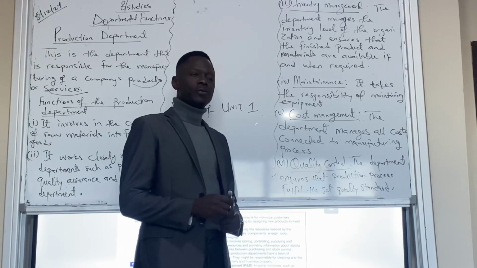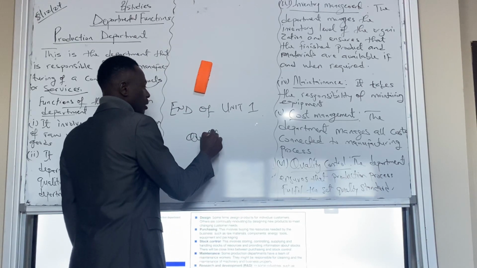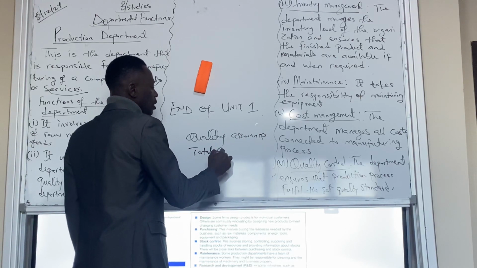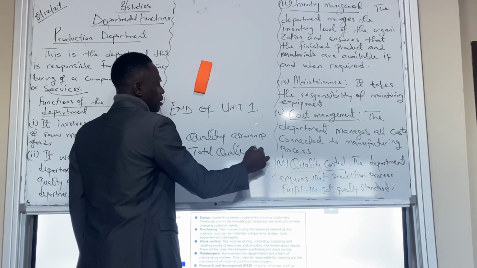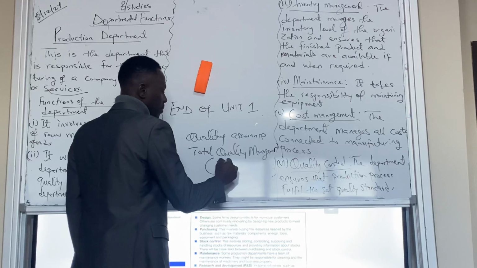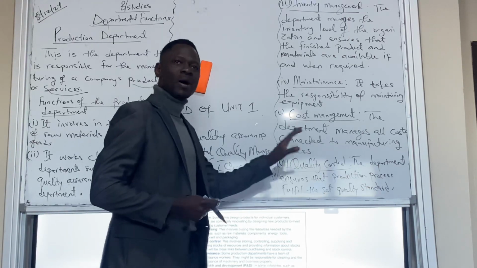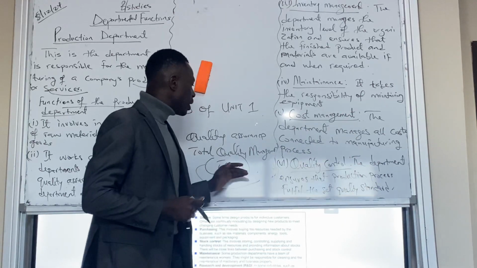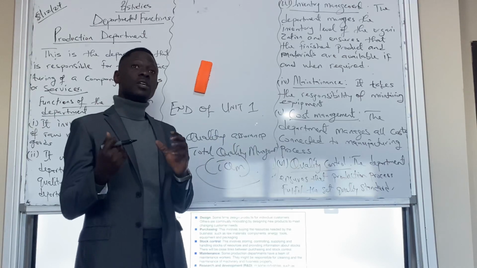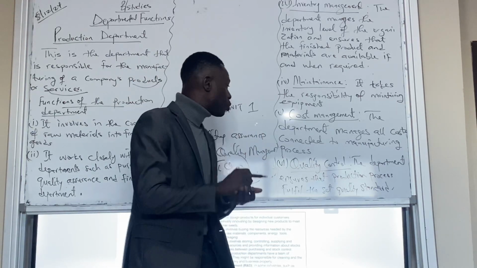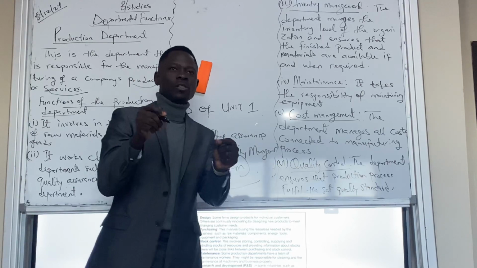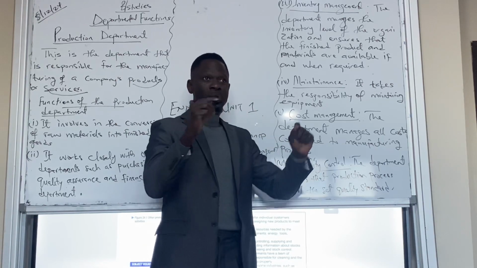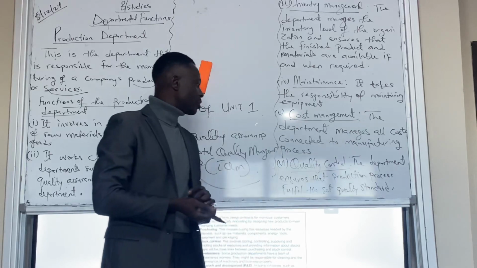And the last one, quality control. For quality control, we have quality assurance, and we have total quality management, TQM. So it is the production department that ensures that quality is being maintained within the organization. There's quality assurance, which means you are letting us understand that whatever you have produced, all the production stages that make the product available involve quality. That gives us total quality management.